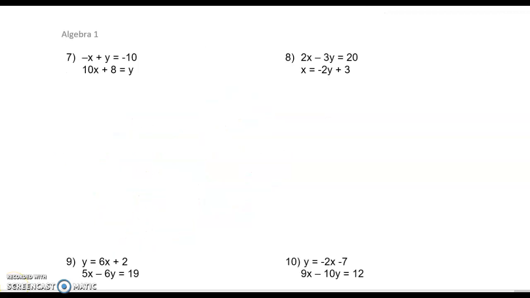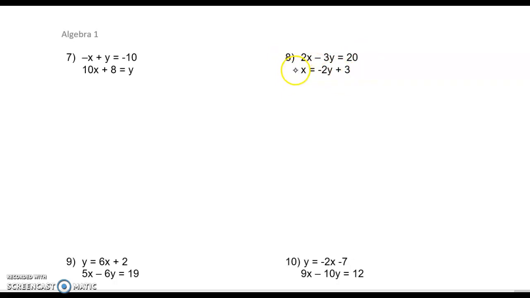Let's look at another example. This one, we're going to look at number 8 from the homework. We have two equations. We have 2x take away 3y equals 20. And then we also have x equals -2y plus 3. So really, we know what x equals.